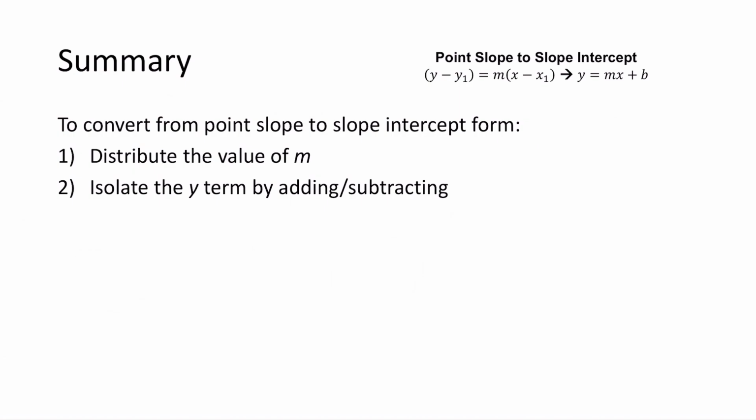So in summary, remember to convert from point-slope to slope-intercept form, you're going to start off by distributing the value of m, and then you're going to isolate the y term by adding or subtracting.